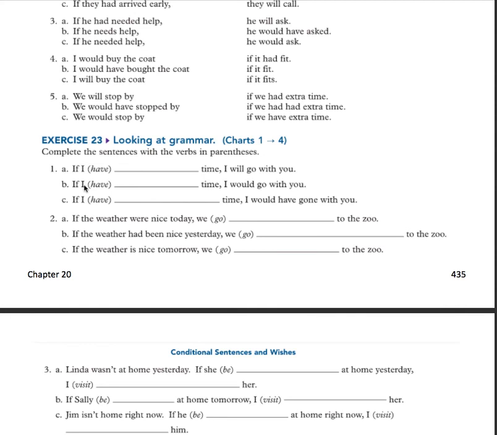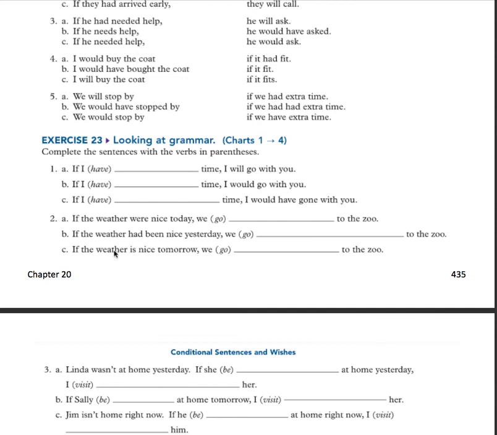Okay, look at B. If I blank time, I would go with you. Look at the result clause. Would go. So this is would and the simple form of the verb. So you're saying, okay, this is unreal in the present future. So if I, simple past, had time, I would go with you. Letter C. If I blank time, I would have gone with you. Would have gone with you. Okay? So look at would have and then the past participle. So you say past perfect. If I had had time, I would have gone with you.